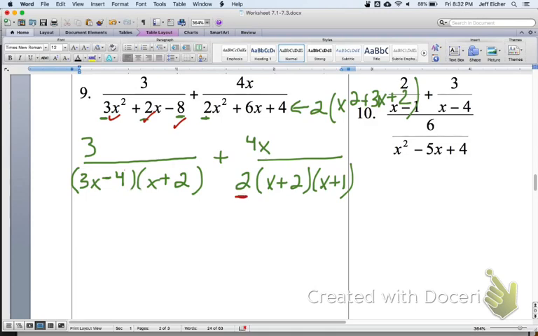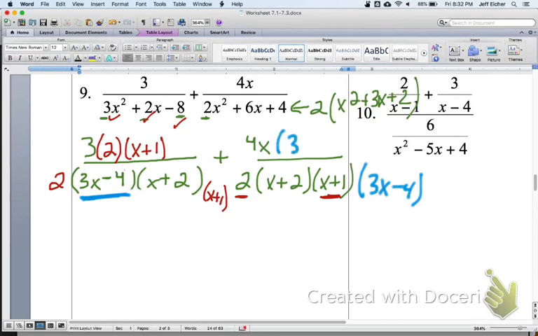This one has a 2. This one doesn't have a factor of 2, so multiply top and bottom by 2. This one has an x plus 1. This one doesn't, so we need an x plus 1 over here, top and bottom. And then this one has a 3x minus 4. This one needs that, so 3x minus 4. There we go. I think we are identical now.